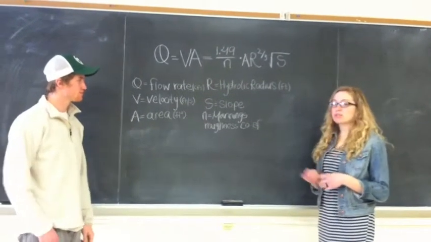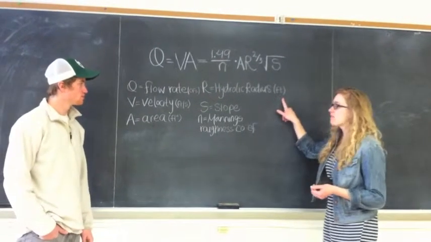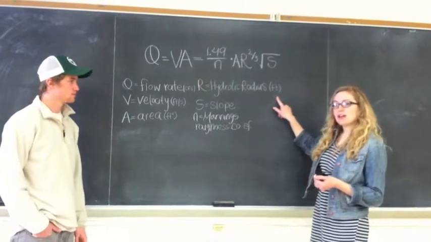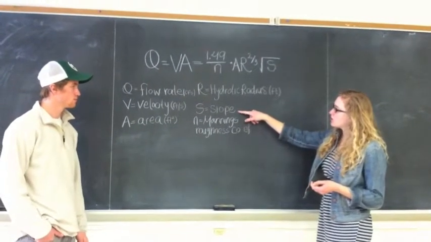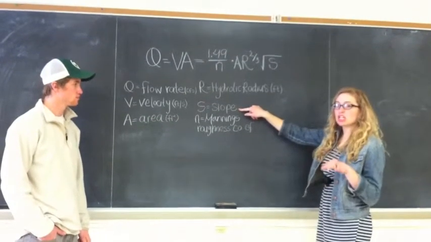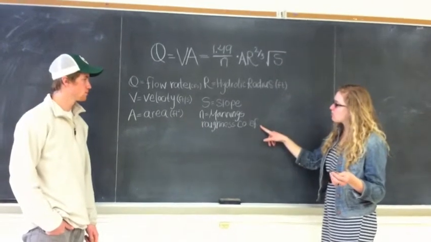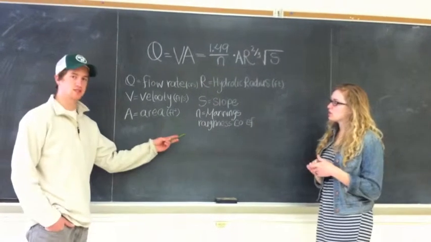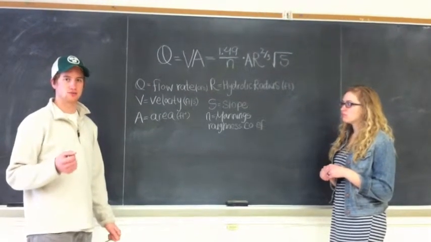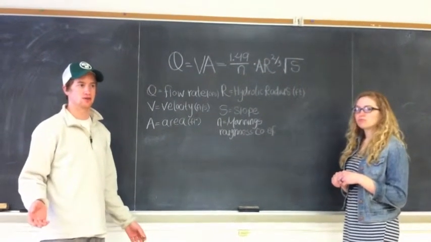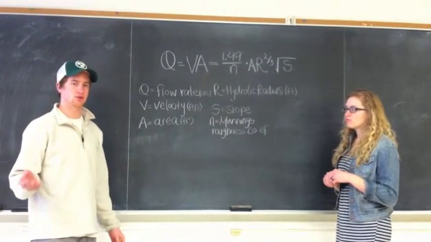Then we have our variables that can change. So there's the hydraulic radius, which is measured in feet. And to find hydraulic radius, you take the area divided by the perimeter. Then we have slope, which can change the velocity depending on the height of the slope. And we have Manning's roughness coefficient. And Manning's roughness coefficient changes as whatever's in the water changes, whether it's grass or rocks, or if it's a plastic flume, the roughness coefficient will go up or down.